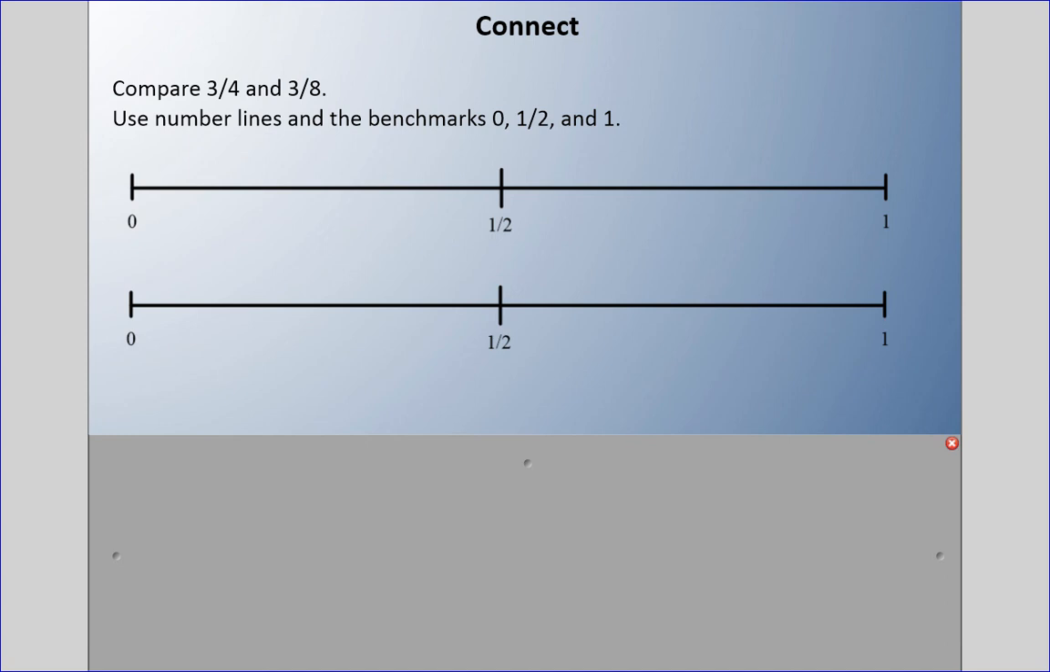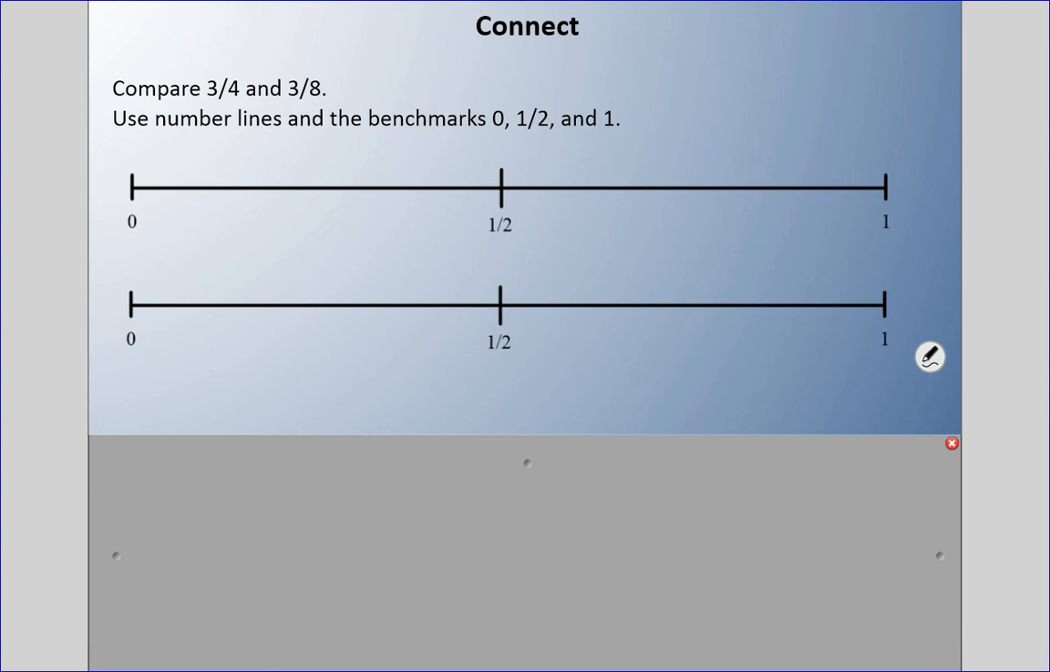And then lastly, I kind of did this in the last example. Again, we're using number lines, but we're going to use benchmarks 0, half, and 1. And you did notice me use the half. Now, half isn't always half. I mean, I use 4/8. Well, 4 is half of 8, so you could look at it that way. I can compare 3/4 and 3/8.